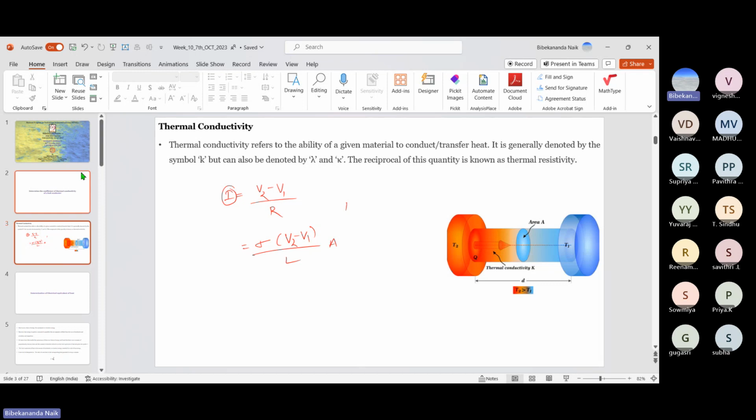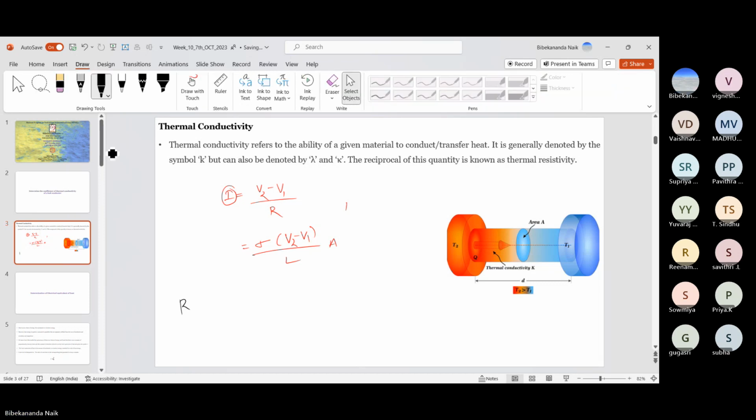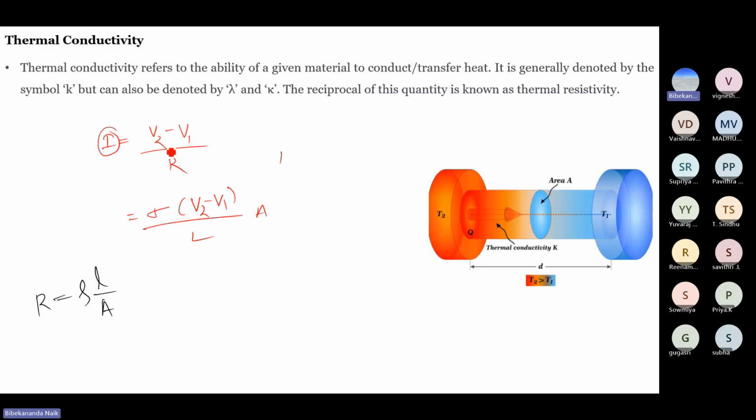Because we know R is equal to rho L by A. So R is equal to rho L by A, where rho is resistivity. So 1 by R will be A sigma by L, where sigma is the conductivity.